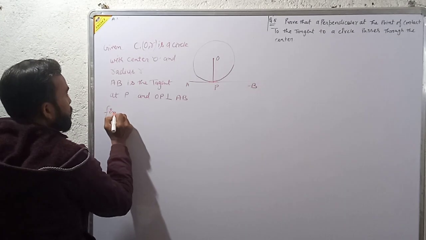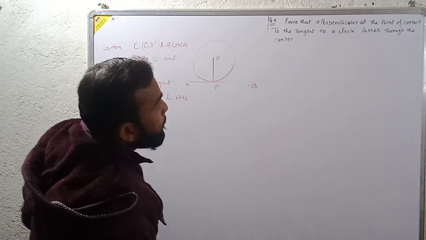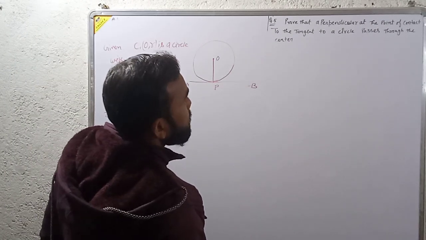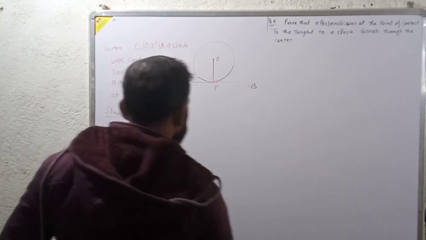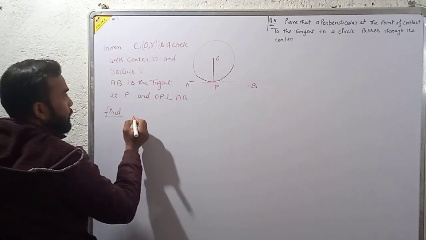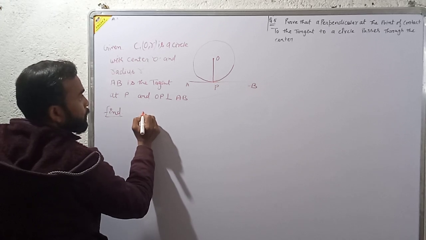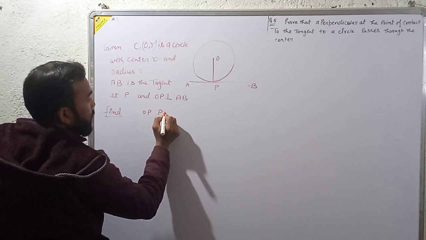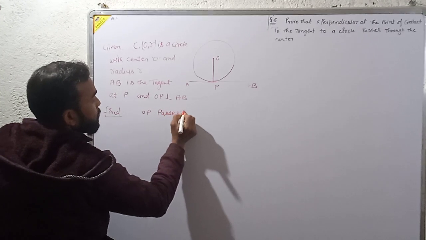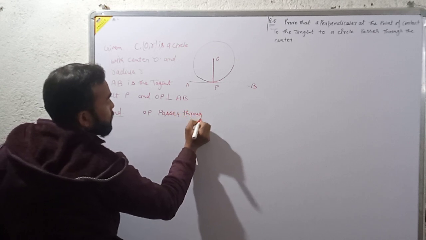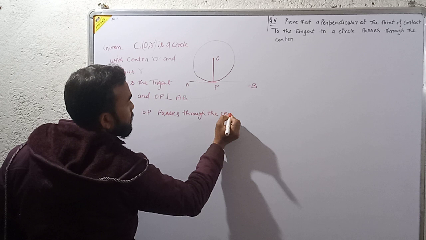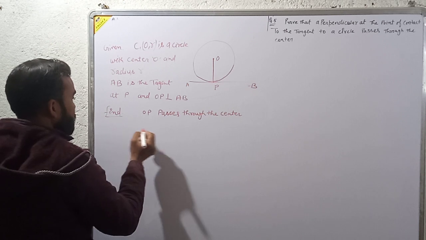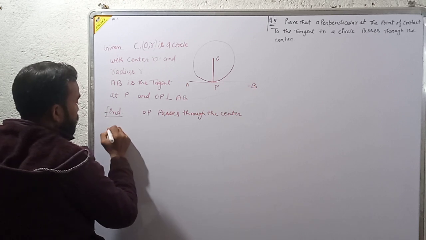Find. We have to find that the perpendicular to a tangent of a circle passes through the center. We have to prove OP passes through the center. Clear? Now proof.